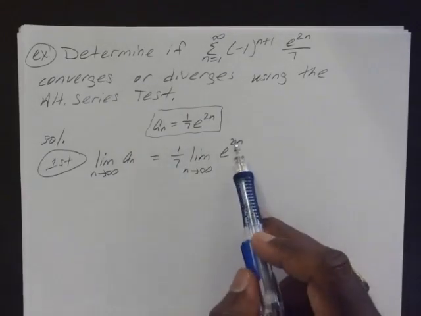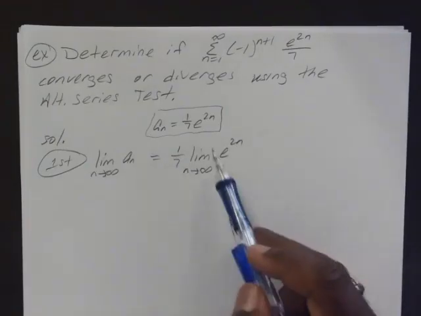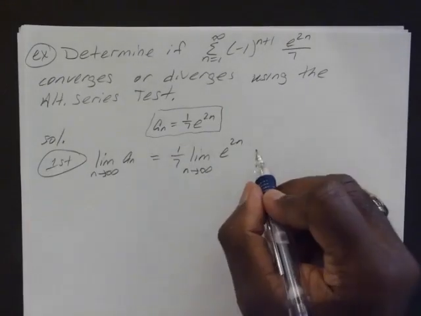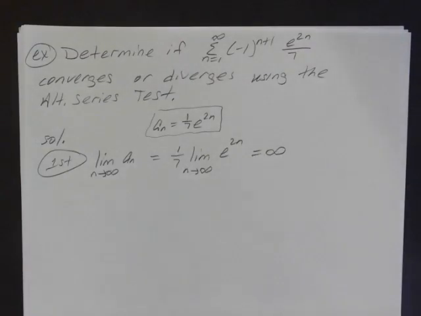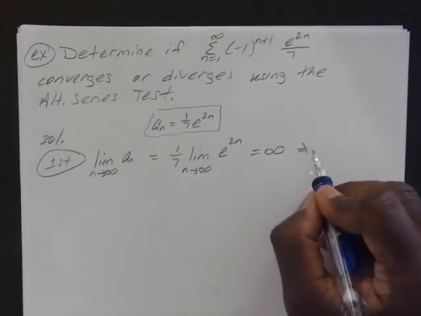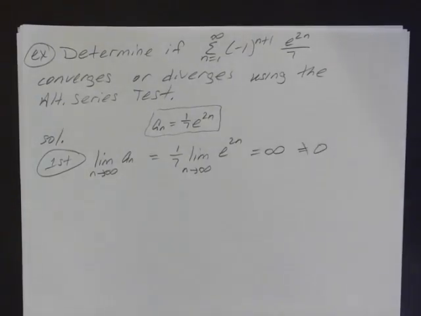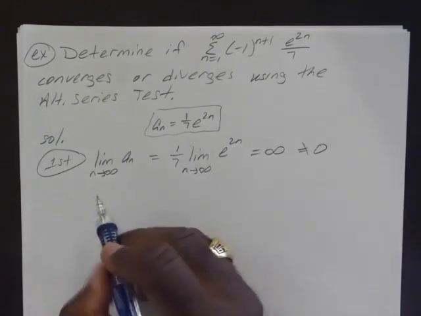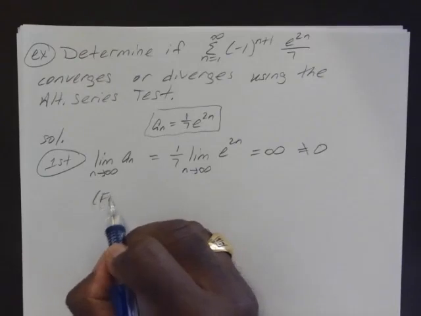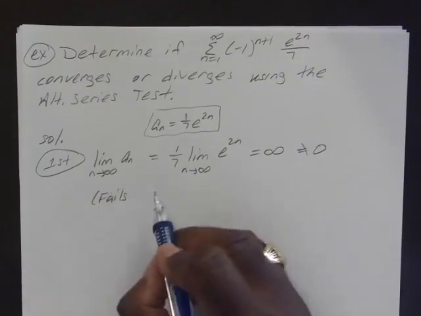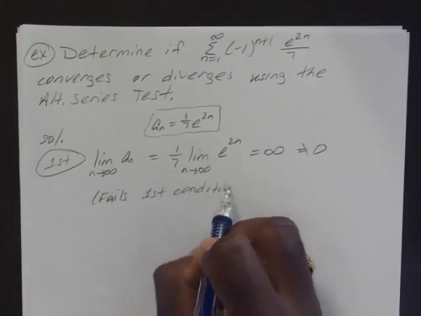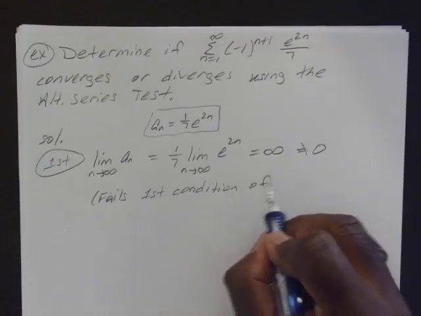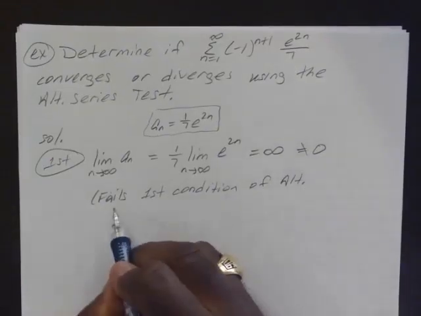Okay, so e to the power of 2n, as n gets bigger and bigger and bigger, that whole thing just keeps getting bigger and bigger. So we know that limit is infinity, which is not equal to zero, so it fails the first condition of the alternating series test.